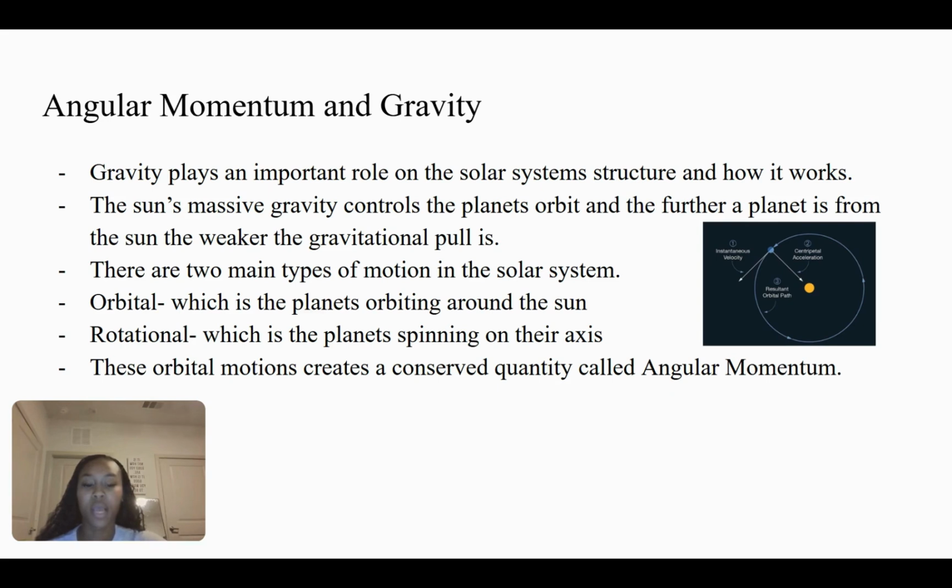And our planets have two main types of motion in the solar system. Orbital, which is the planets orbiting around the sun, and rotational, which is the planets spinning on their own axis. These orbital motions basically create a conserved quantity called angular momentum, and all of these objects interact due to gravity and angular momentum, which basically keeps everything structured and in orbit, from drifting or planets crashing into the sun.